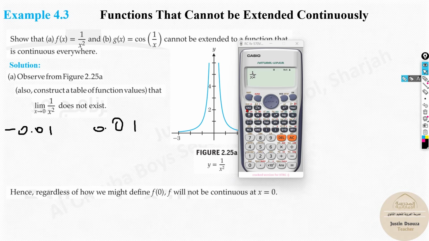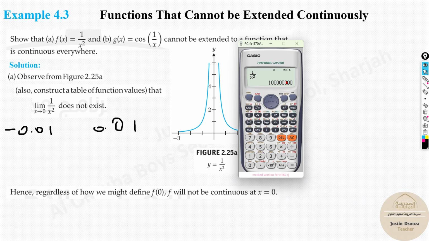Just plug it in. When you plug in the values, calc, negative 0.01 first. What is the answer? You're getting 1000. You can just change this in the calculator to negative 0.001. The answer keeps on changing. So it's infinity. You can't specify.